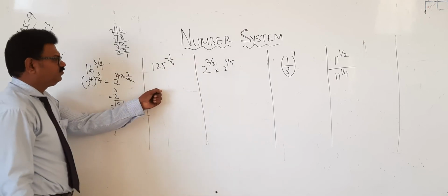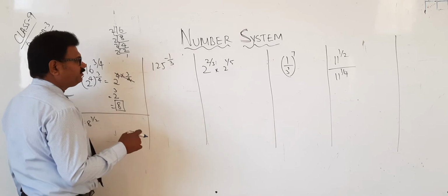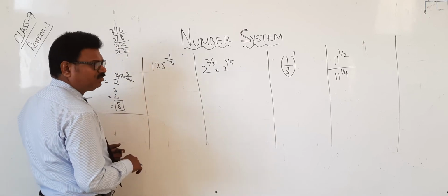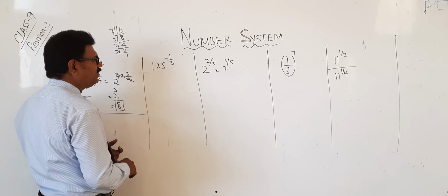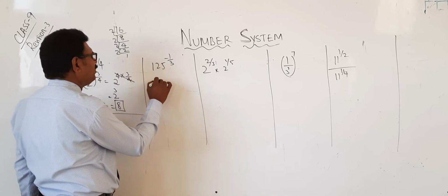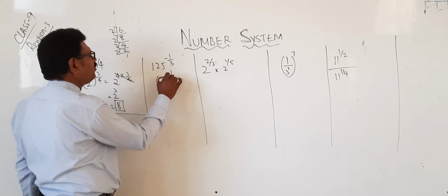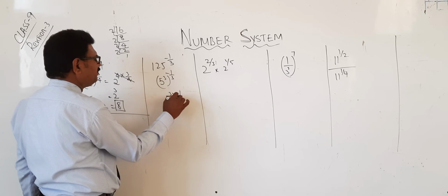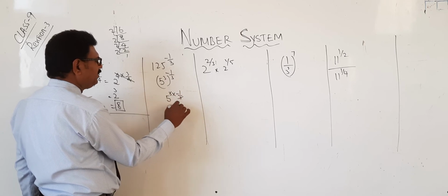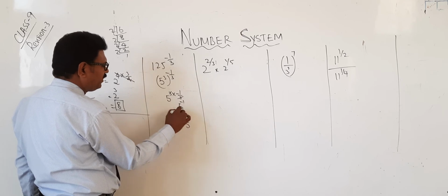Next. Actually, power is minus means actually we should do down only. Okay na? That means what? Reciprocal you have to do. Okay? No problem. 5 to the power of cube divided by minus 1 to the power of 3. That is 5 cube into minus 1 by 3. 3 3 cancel. 5 to the power of minus 1 is nothing but equal to 1 by 5.